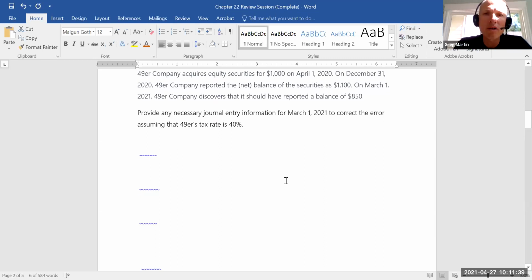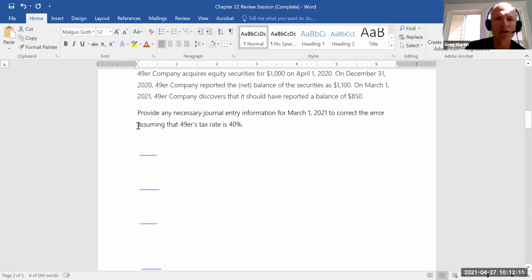49er Company acquires equity securities for $1,000 on April 1st, 2020. On December 31st, 2020, 49er Company reported the net balance of the securities as $1,100. On March 1st, 2021, they discovered that they actually should have reported a balance of $850. So clearly they made a mistake with what they reported as the balance. So we need to provide any necessary journal entry information on March 1st, 2021 to correct the error.